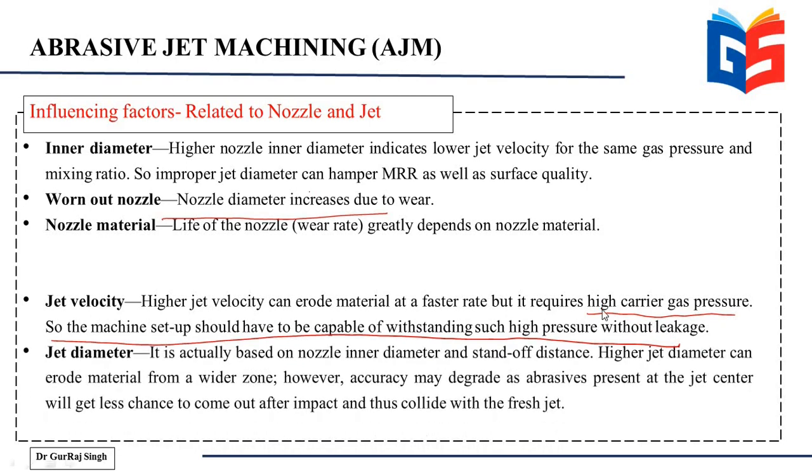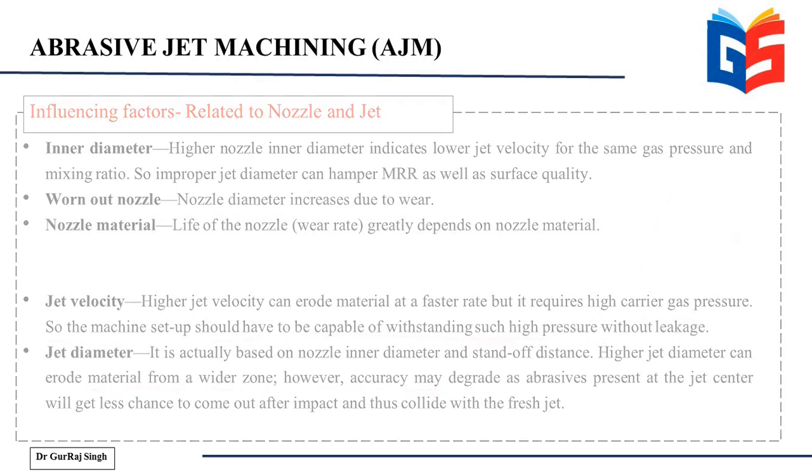And finally the jet diameter. Again it is the same as the nozzle diameter, it is based on that, and a higher jet diameter can erode material from a wider zone. However, the accuracy may degrade, because the abrasives are going to become more scattered with a larger diameter. So therefore you'll have a shallower surface, and the surface quality can also decline.